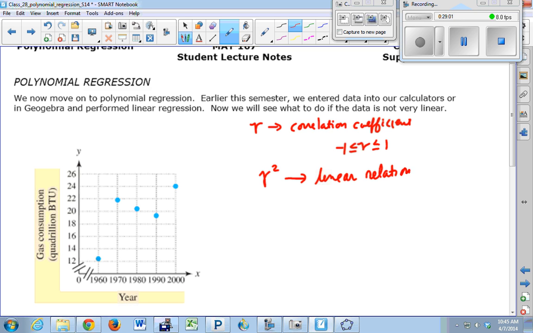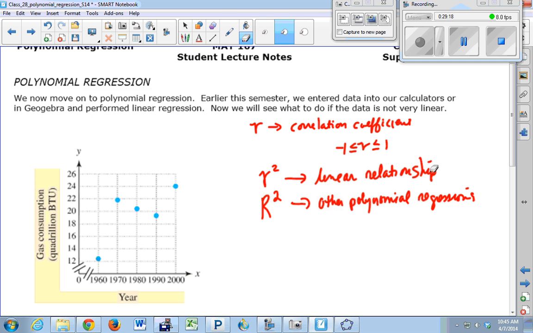If you're looking at anything higher than a linear relationship, you're going to see big capital R. This is other polynomial regression. So let me change that word relationship here to regression. So today, if we're looking at different models and we're trying to figure out what's the best one to use, you look at your R square values, and that will help you to determine which model is the best.